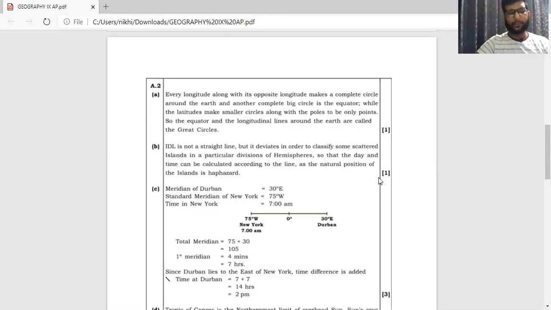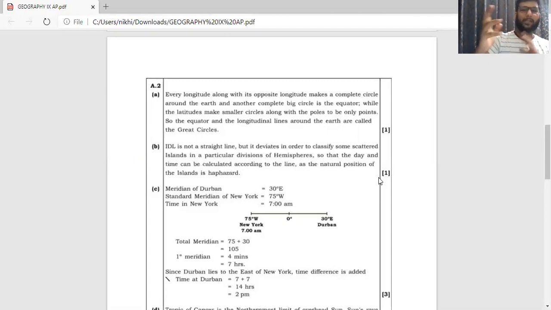Second question, of course, when it comes to the international dateline, this is very much still there in our syllabus. So we will be looking at that too. The International Dateline, that is the IDL, deviates and goes zigzag near some islands in the Pacific Ocean. So the international dateline is not a straight line, but it deviates in order to accommodate some scattered islands. Now, when I say scattered islands, for example, if you go to the Pacific Ocean, there are many islands which are quite scattered, right?